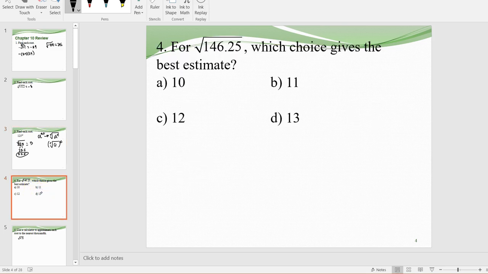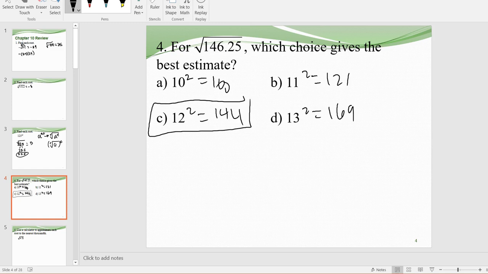Square root of 146.25 is the closest to what whole number here? The way we check this is, whatever the answer is, this number squared should give us something close to 146.25. So we can just take each of these, square them, and see which one is the closest to 146. So the answer must be closest to 12, because the square root of 146.25 is really close to the square root of 144, which is 12.